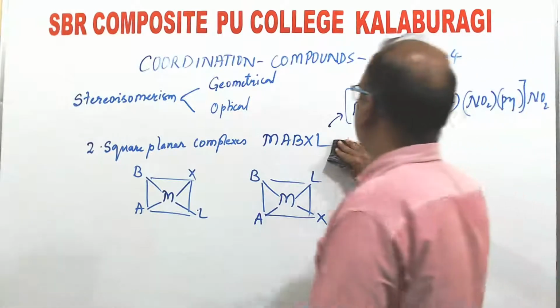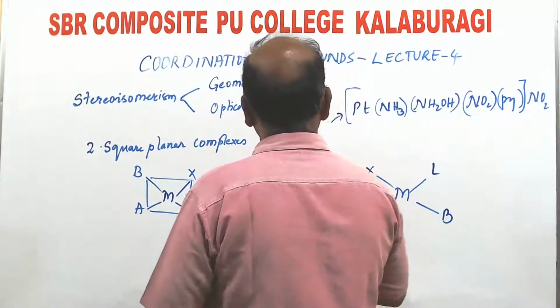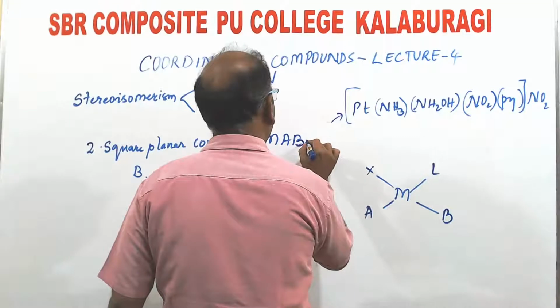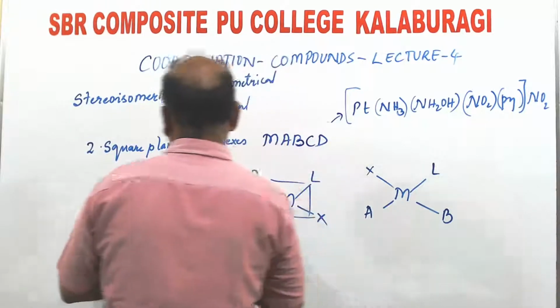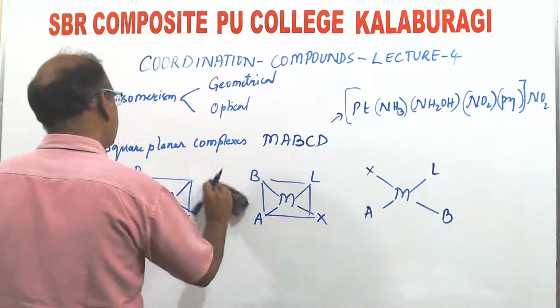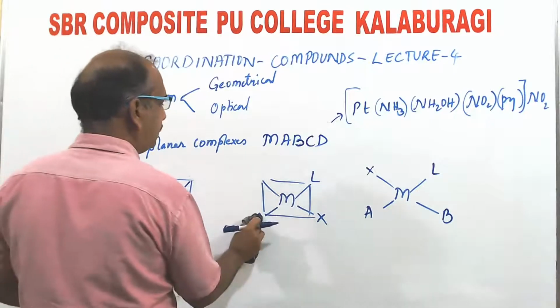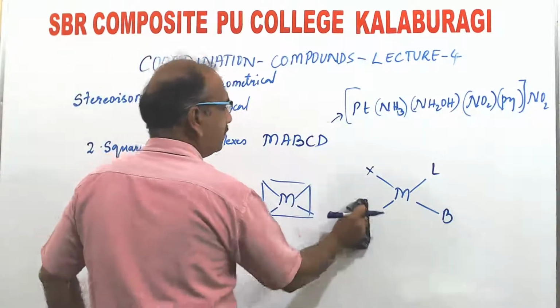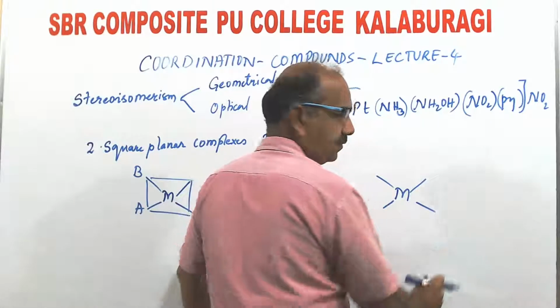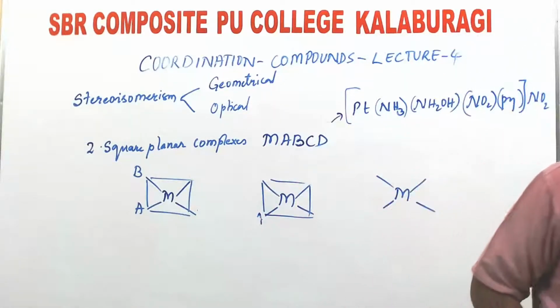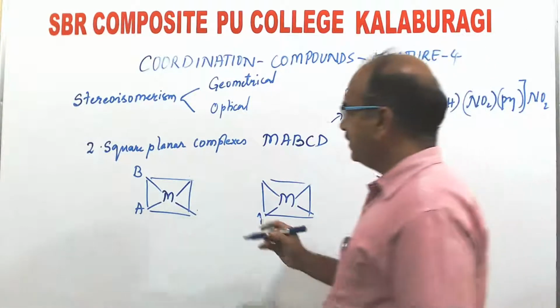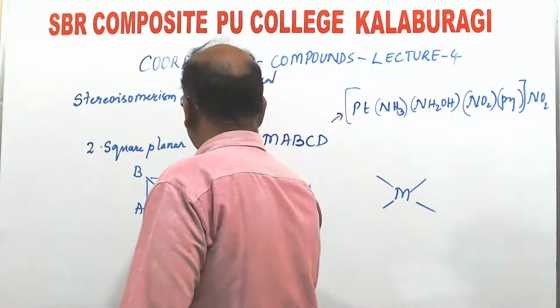In some books, they are given as MABCD. So that time you have ABCD as it is, MABCD.